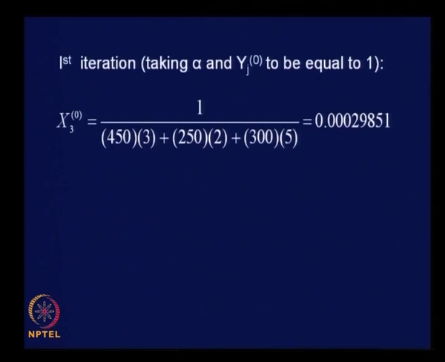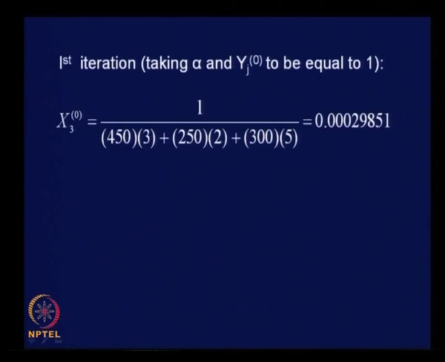First iteration, taking alpha and yj raised to 0 within parenthesis, just to indicate that it is the first attempt. 0 has got no other meaning. We have taken both alpha and yj to be equal to 1 and start with the first iteration.